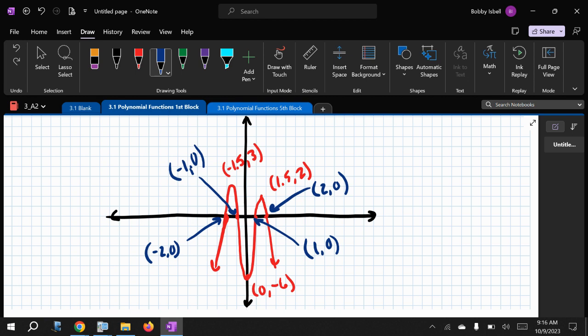What are our x-intercepts on this one? What are all the x-intercepts? Should be 4 of them. -2, -1, and 1 and 2. Yeah, -2, -1, 1 and 2.